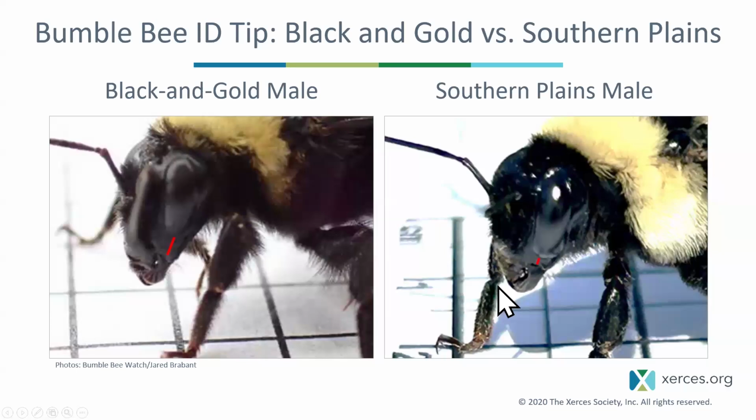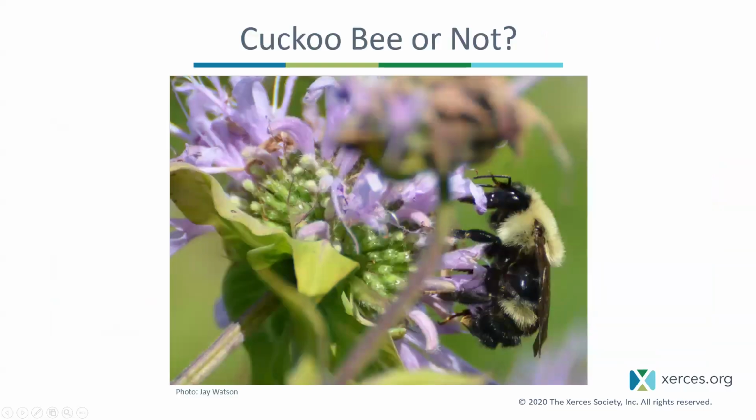And I know that it can be really hard to tell the difference just by glancing, so I've marked out here in red the lengths of those cheeks for you. You can see the black and gold bumblebee has a really long cheek. The Southern Plains bumblebee has a shorter cheek.